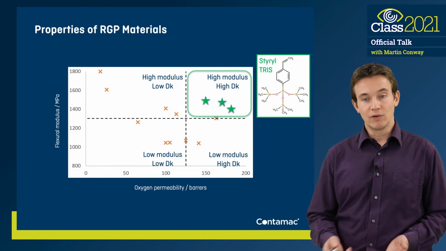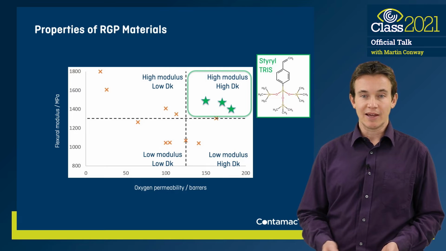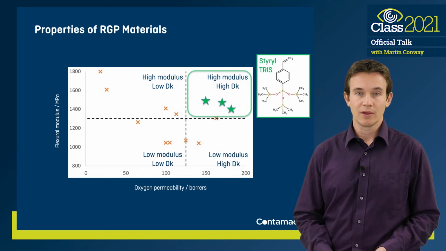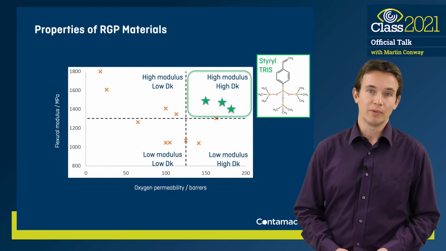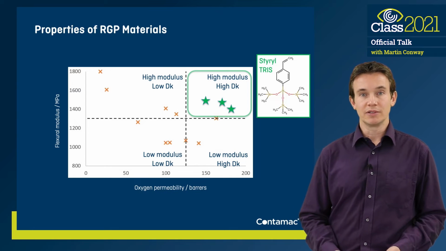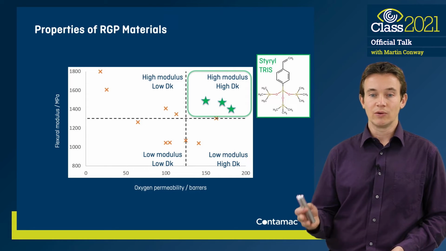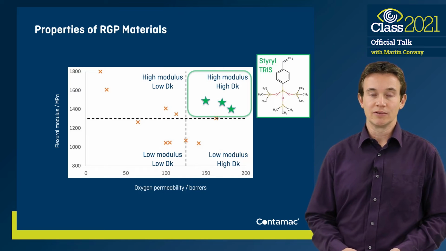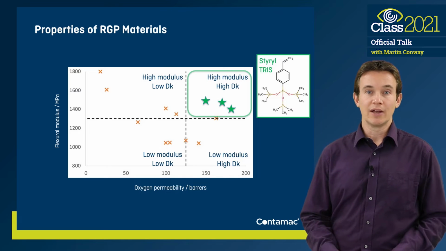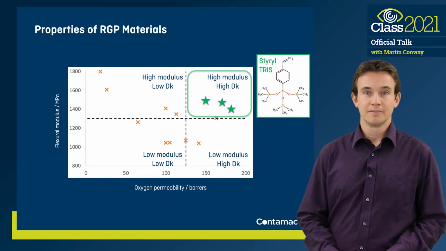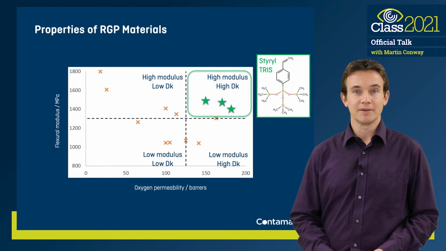When we tried making some formulations where we replaced tris with styryl tris, we were able to make materials which had the combination of hyper Dk and high modulus and start to populate this top right corner of the graph, where we know that materials are ideal for both scleral and ortho-K modalities. And I'll hand back over to Martin now.